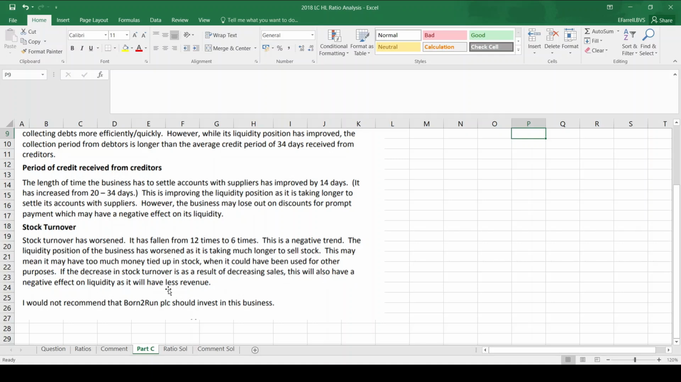So if the company is selling less, it's obviously going to lead to liquidity problems because they won't have enough sales and cash, which wouldn't be good for the company. So we would not recommend Born to Run PLC to invest in this business. That's 2018 ratio, higher level question 5 complete.